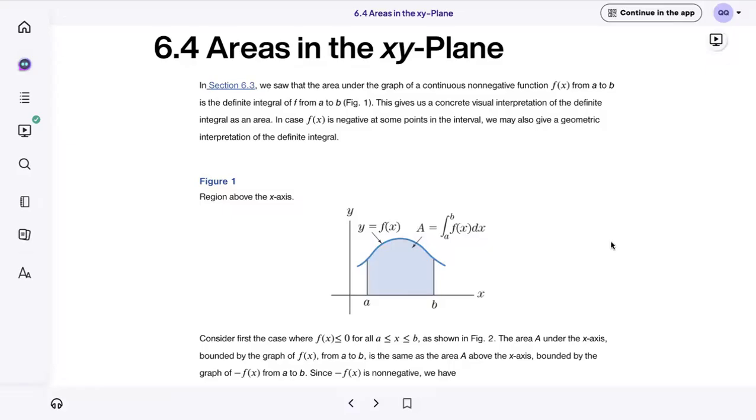Chapter 6, Section 4. So it talks about areas in the XY plane.